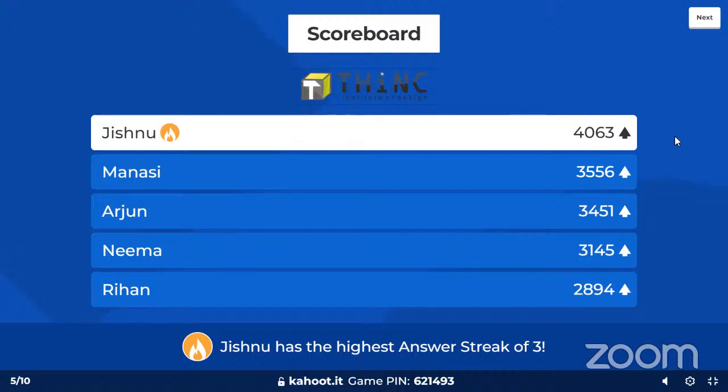So congrats, Jishnu. And then Manasi is at second, Arjun is at third, Nima is on fourth, and Rihan on the fifth position. Jishnu has a special mention, for Jishnu has the highest answer streak of 3. So again, Jishnu has topped the table with 4063 points. After 5 questions, 5 questions more. Let's see what will happen in the game.